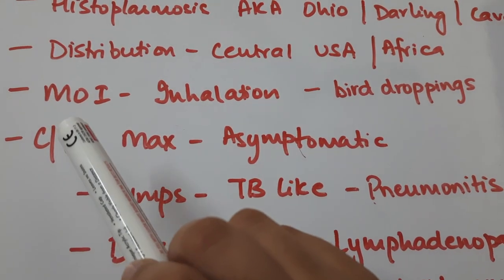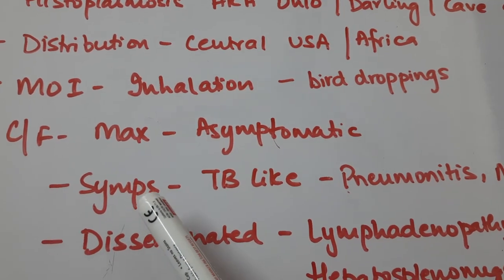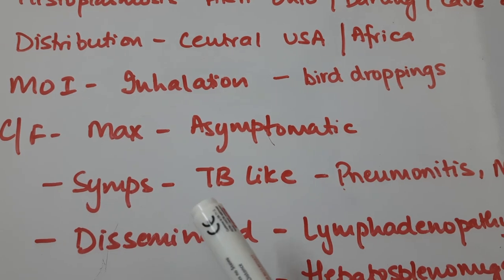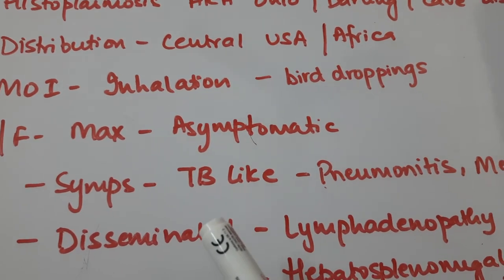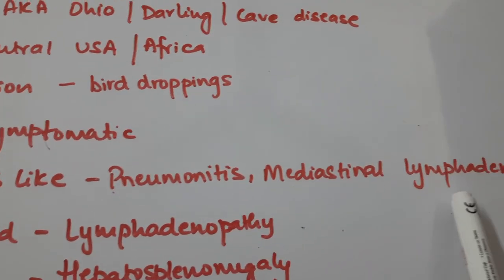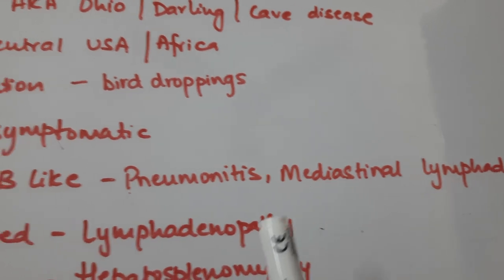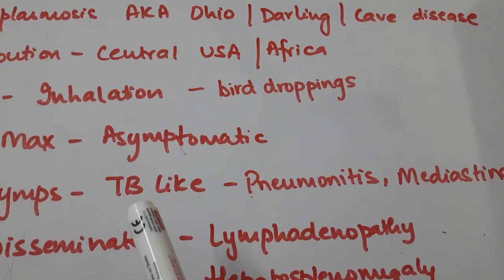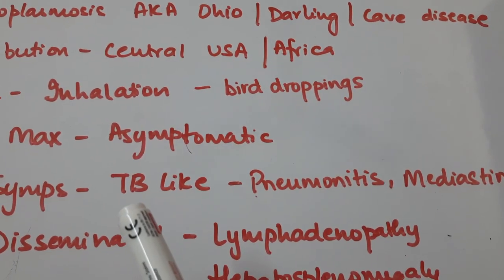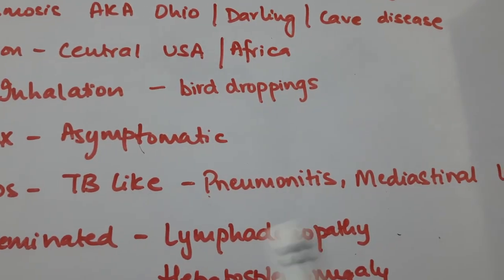If we look at the clinical features, most people will be asymptomatic. But if symptoms are present, they will involve the lung, causing a TB-like disease or leading to pneumonitis and mediastinal lymphadenopathy. This mediastinal lymphadenopathy can be seen on chest X-ray as well. So this is what we have in the lung clinical features: a TB-like disease, pneumonitis and mediastinal lymphadenopathy.